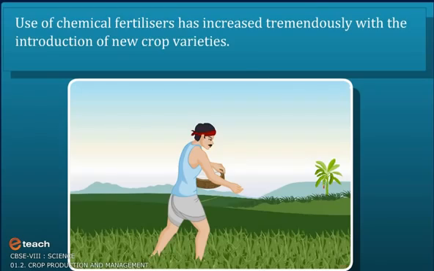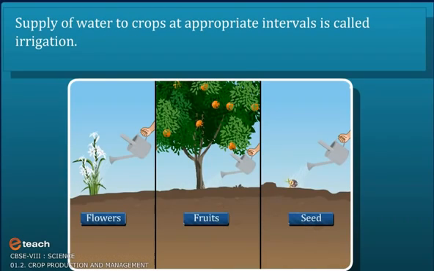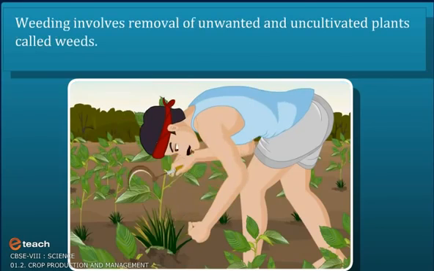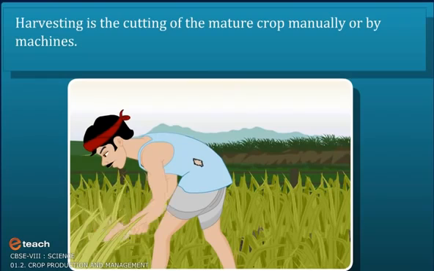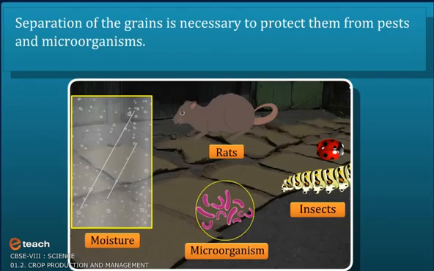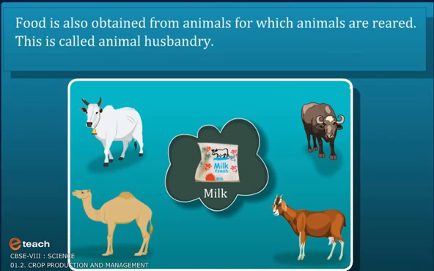Supply of water to crops at appropriate intervals is called irrigation. Weeding involves removal of unwanted and uncultivated plants called weeds. Harvesting is the cutting of the mature crops manually or by machine. Separation of grains is necessary to protect them from pests and microorganisms. Food is also obtained from animals for which animals are reared. This is called animal husbandry.